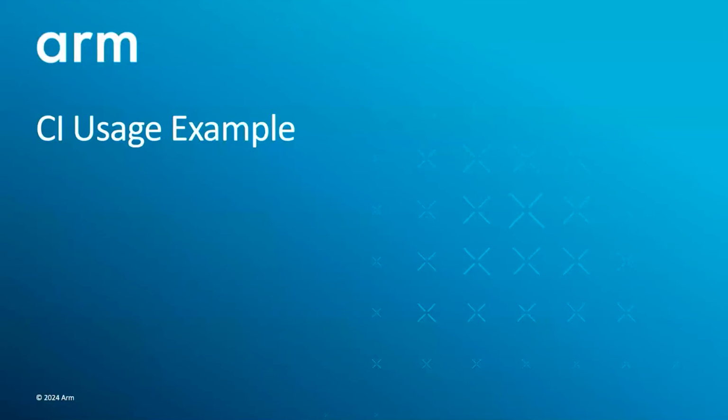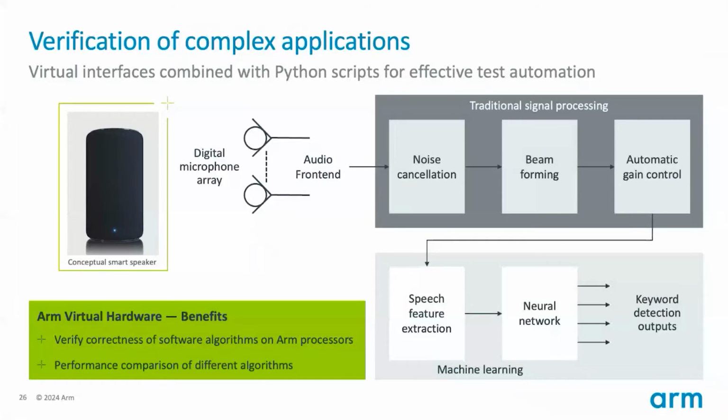And I have brought one CI usage example with me. So this is, for example, how to verify a complex application. So imagine you want to create a smart speaker that has a digital microphone array for the commands issued by the user and an audio front end. And there's lots of traditional signal processing to the task. And then, of course, there's the ML part to detect the keywords. And using all the tools that I've shown before, you can verify the correctness of your algorithms and also compare different algorithms. And the question is how.